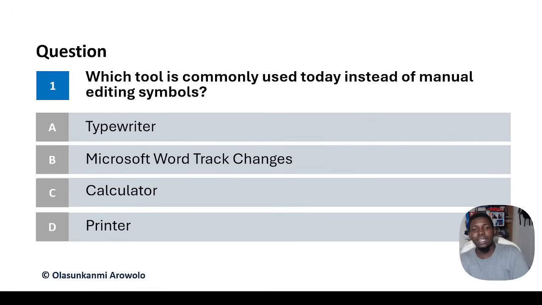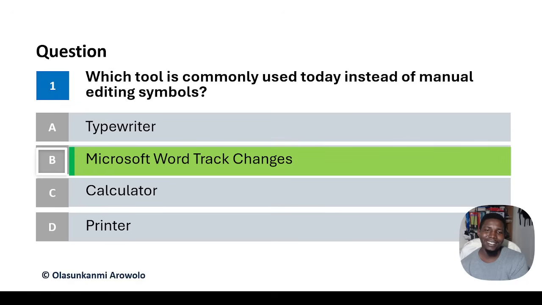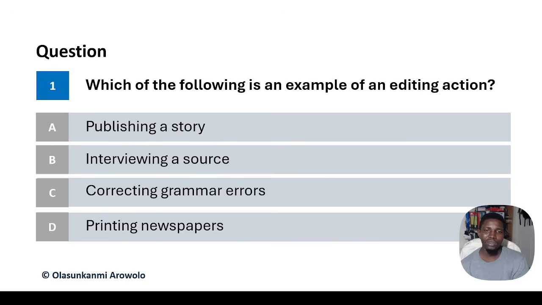But before then, let's take a look at this. Which tool is commonly used today instead of manual editing symbols? Is it typewriter, Microsoft Word track changes, calculator, printer? You already know the answer. So it's Microsoft Word track changes. Don't forget that, which is what we're going to describe in a bit.